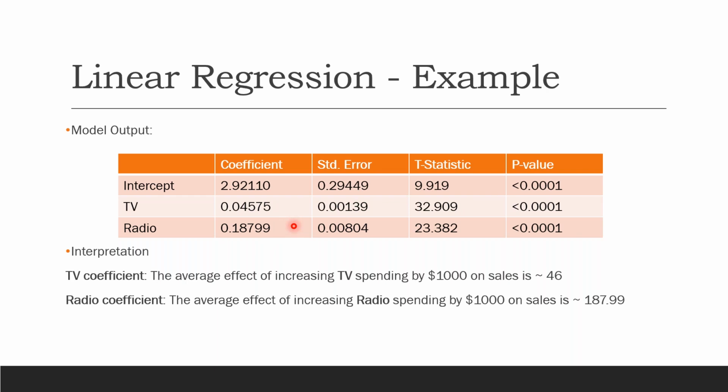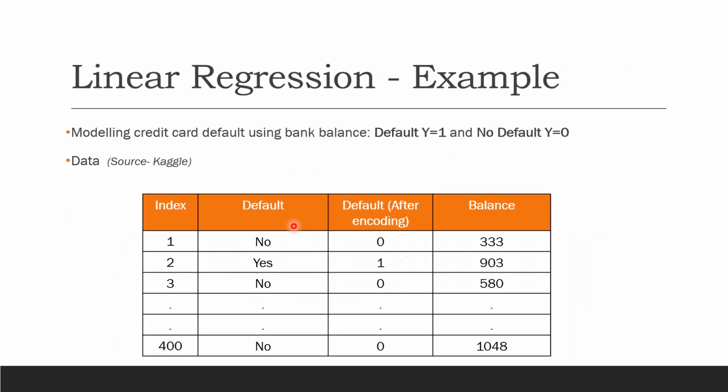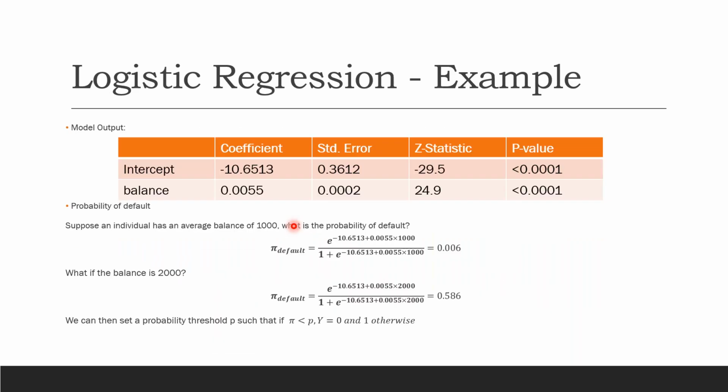The Z statistic is also exactly similar. The only thing is, because of the form of the model, this coefficient divided by the standard error now follows a Z statistic. So it's essentially a z-score which follows a normal distribution. So the idea is the same.